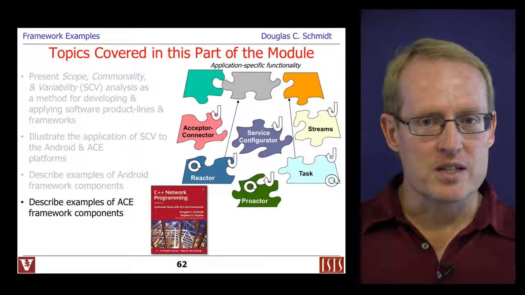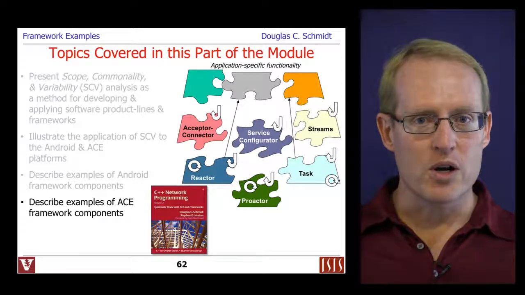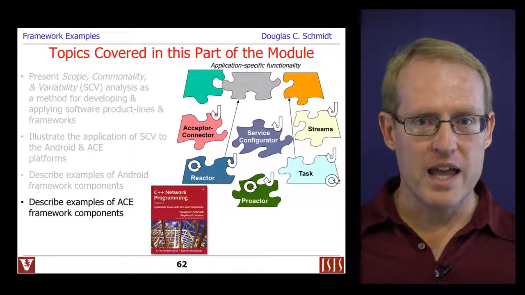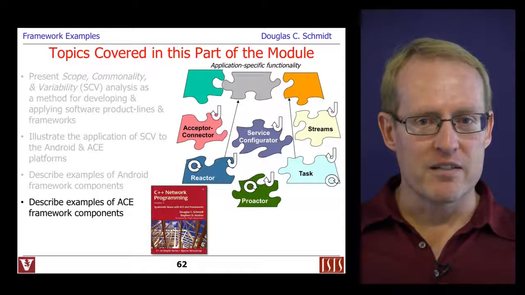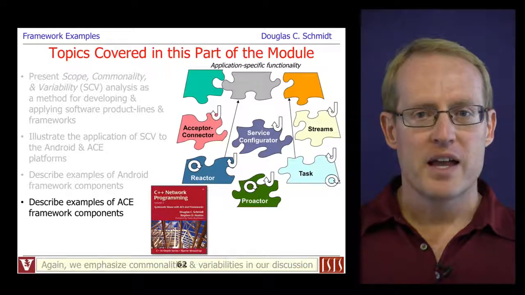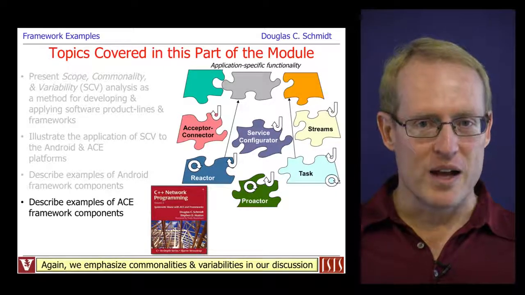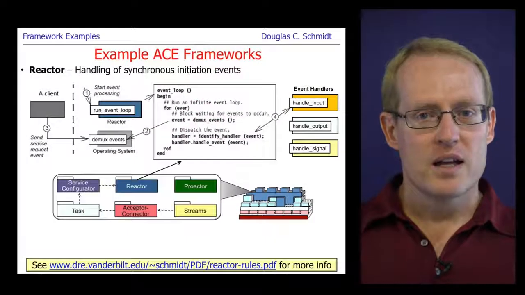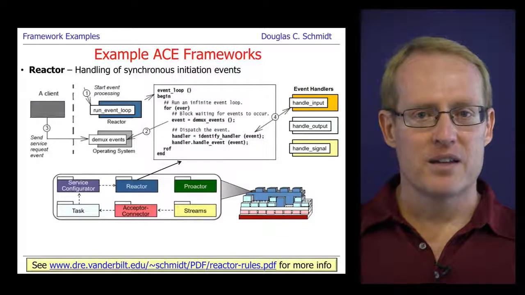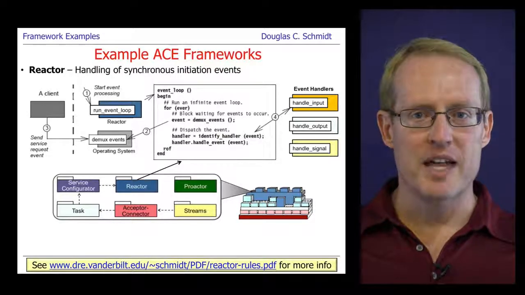The topics we'll be discussing are described in the C++ Network Programming Volume 2 book, which describes frameworks in ACE. We'll also be providing links to earlier papers that talk about some of these various concepts. And of course, we'll be emphasizing commonality and variability throughout this discussion as well. Let's first start by talking about the Reactor framework. It's one of the core frameworks that you use very commonly in ACE.